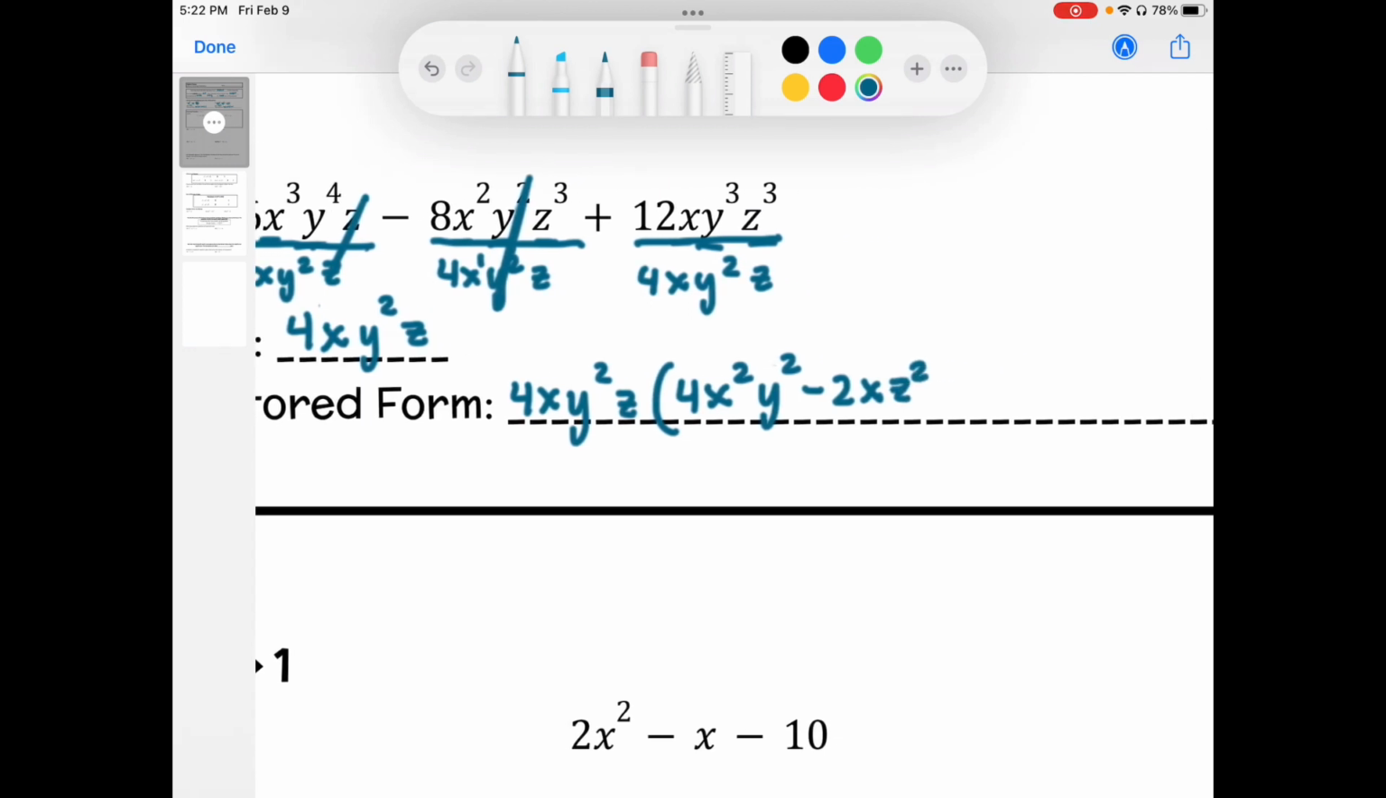All right, and then for the last one, we have 12 divided by 4, which is 3. Our x's are going to cancel. We'll have 1 y left over, and we'll have 2 z's.